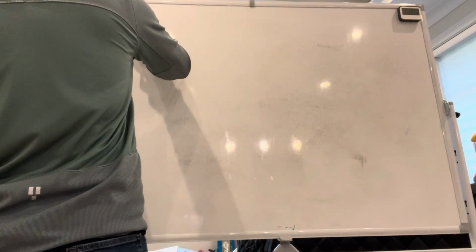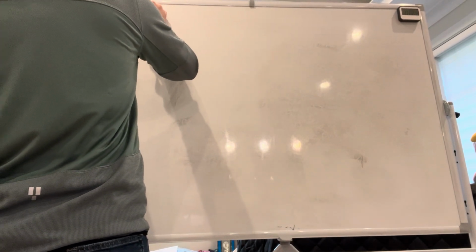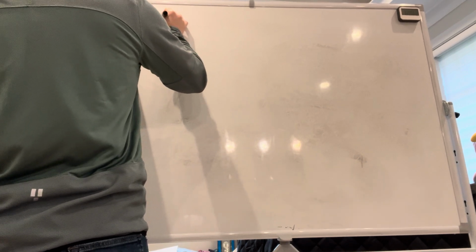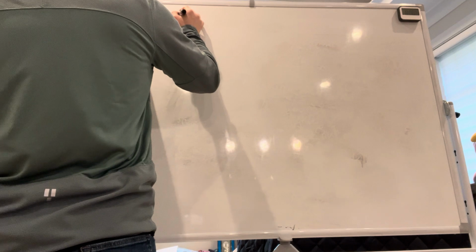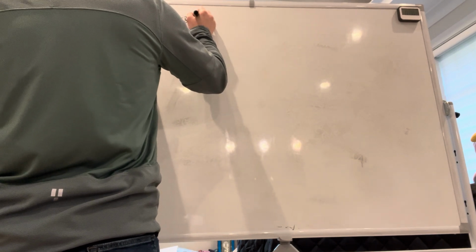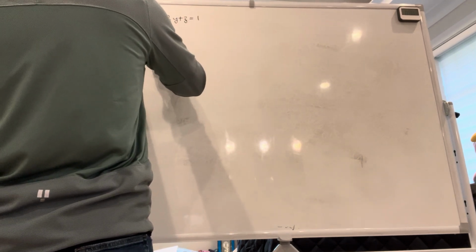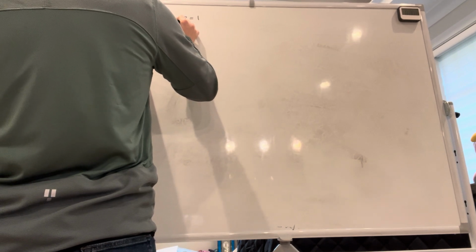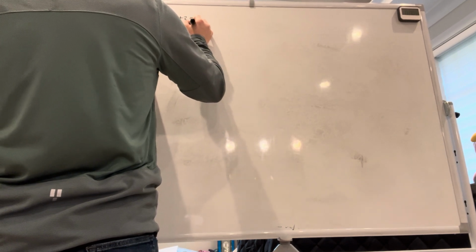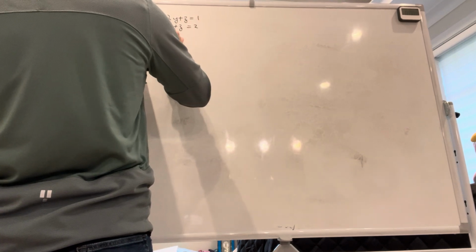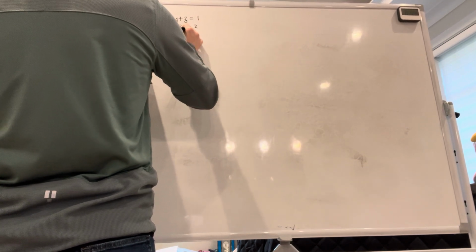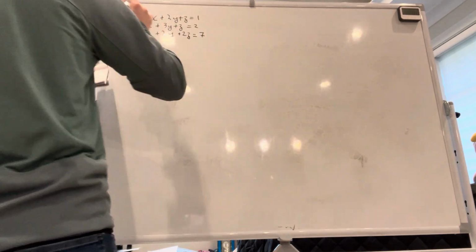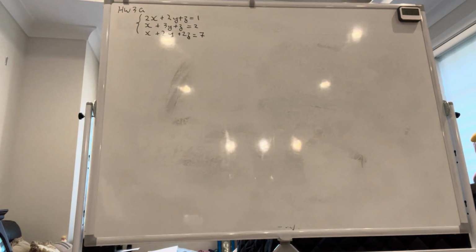So let's do 3a. It's a simultaneous equation: 2x plus 2y plus z is equal to 1, x plus 3y plus z is equal to 2, x plus 2y plus 2z is equal to 7. We want to find x, y, z using the matrix method.